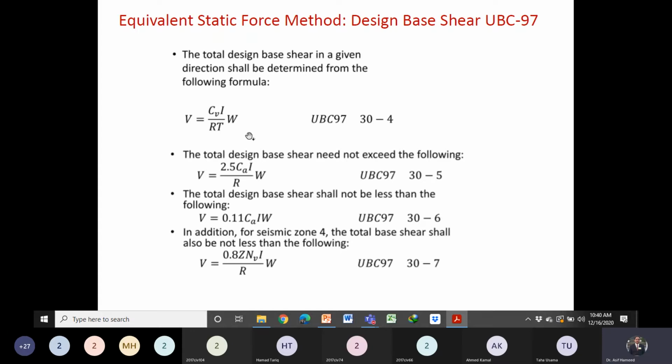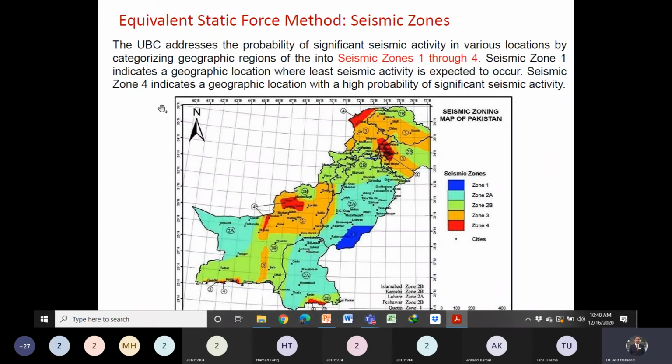Okay, this is the formula to calculate the base shear. The other formula we will discuss later. So this slide I skipped. Let's see this slide.